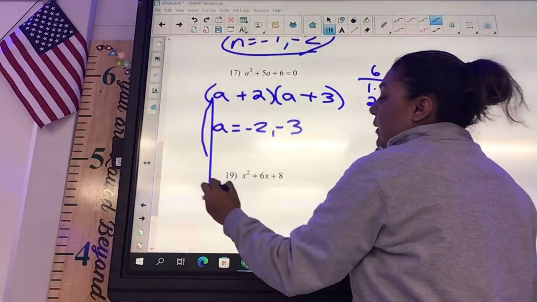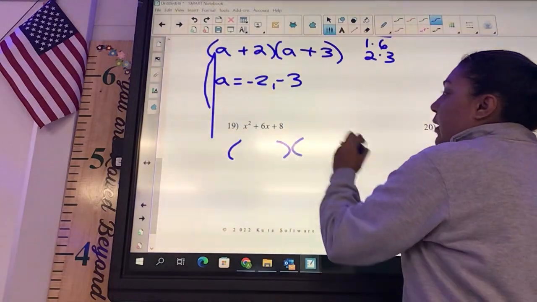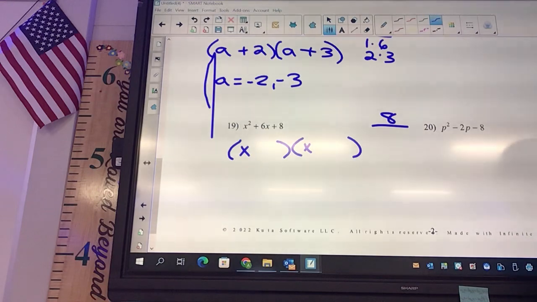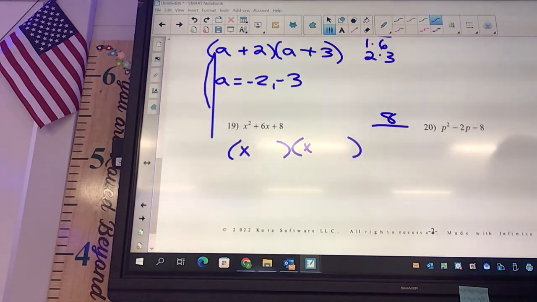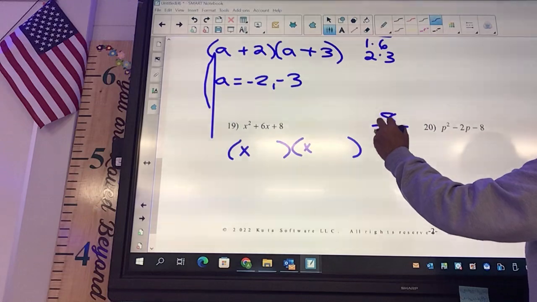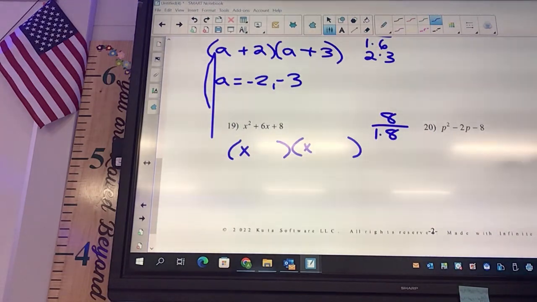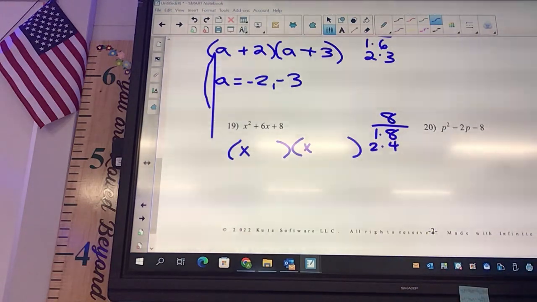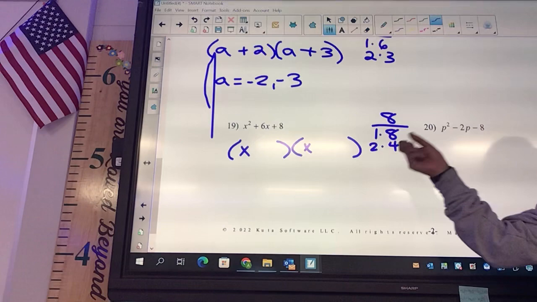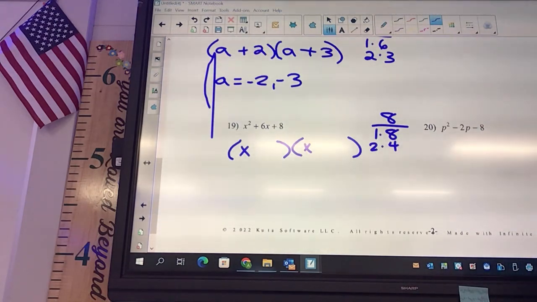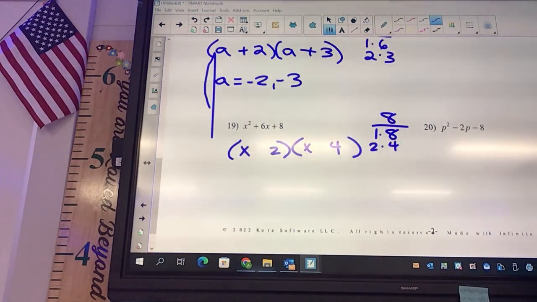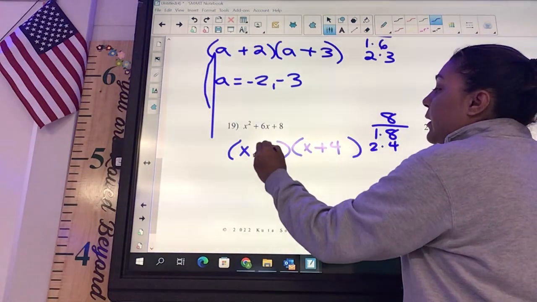Okay, last one. We got 2 parentheses, and I got X and X. Okay, 8. What's my first one gonna be? 1 and 8. Does 2 go in? Yes. 2 and what? 2 and 4. Does 3 go in? No. And then we check 4, and 4 is on our list, so we've covered everything. I need something to give me a 6. 2 and 4. And what kind of signs? Plus plus. Do we stop or keep going?